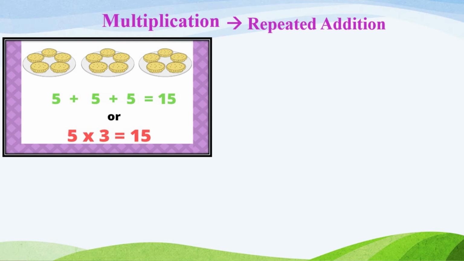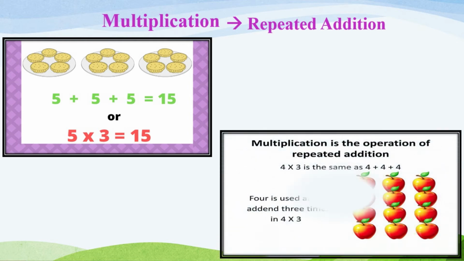5 plus 5 plus 5. Totally we get 15 biscuits. This is addition. Here given 3 plates. Each plate has 5 biscuits. So 5 3s are 15. This is multiplication. Let's see another example.